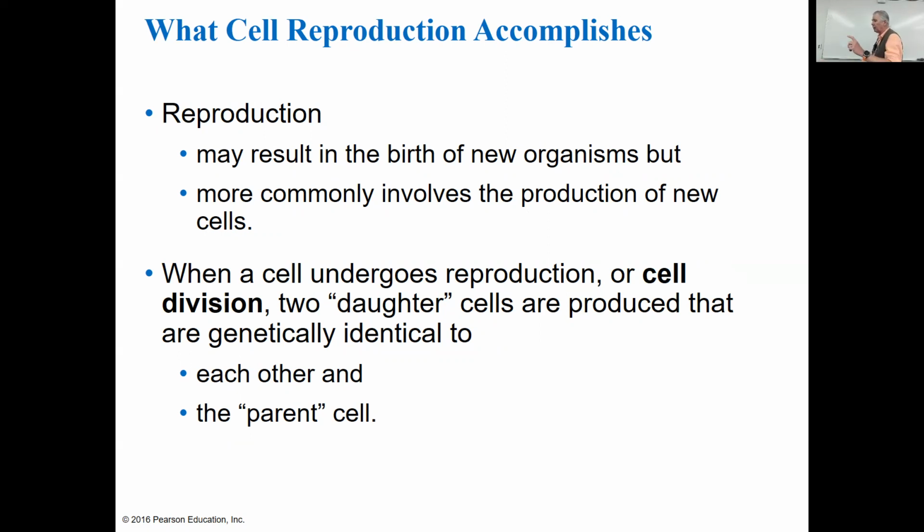Okay, when a cell undergoes reproduction or cell division, two daughter cells are produced that are genetically identical to each other. Identical to each other and to the mother cell, the parent cell, genetically identical. This is what makes it an asexual process, because the resulting cells are identical. In a sexual process, the resulting cells are not identical.